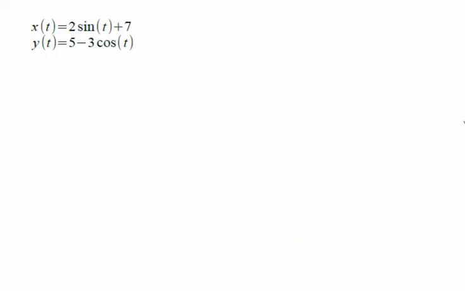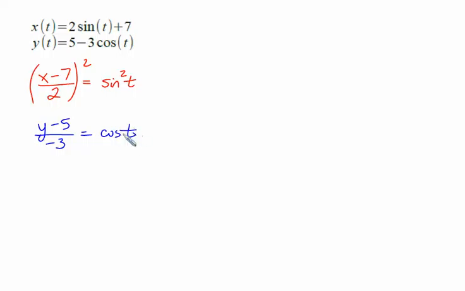Here's our next example. Now in this case, what we're going to do is we're going to get sine and cosine by themselves. So for x, we have that (x minus 7) all over 2 is going to equal the sine of t. And really what we want is we want to square both sides of that equation. And then for the y equation, we will have (y minus 5) all divided by -3 is equal to cosine of t. And again, we're going to square that equation.